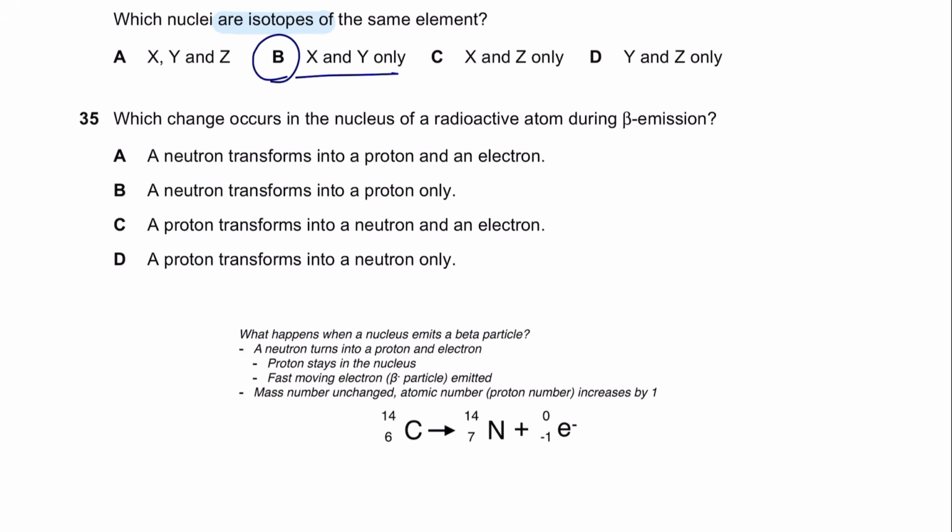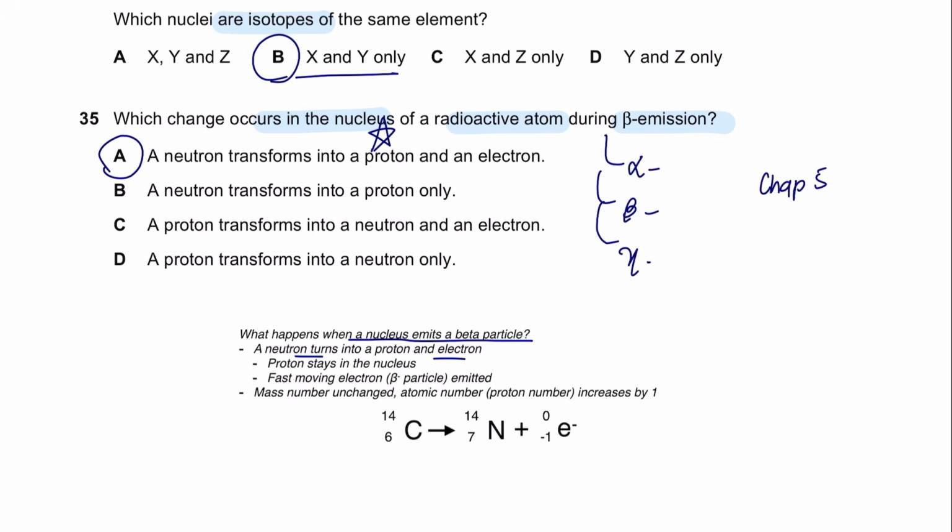Question 35. Which change occurs in the nucleus of a radioactive atom during beta emission? What happens when a nucleus emits a beta particle? The neutron would turn into a proton and an electron. So the answer here would be A. Make sure you know all the changes that occur in the nucleus during alpha emission, beta emission, and gamma emission. You can watch my video on chapter 5 to do some recap about this.